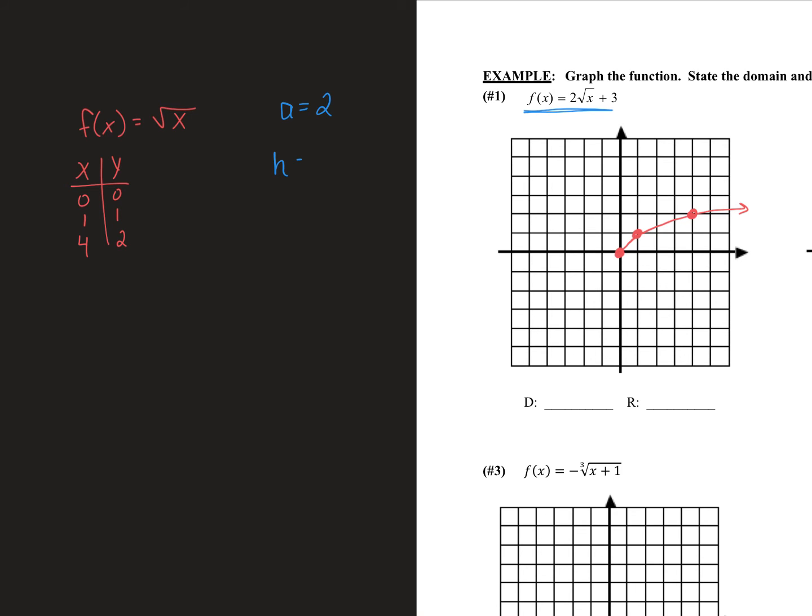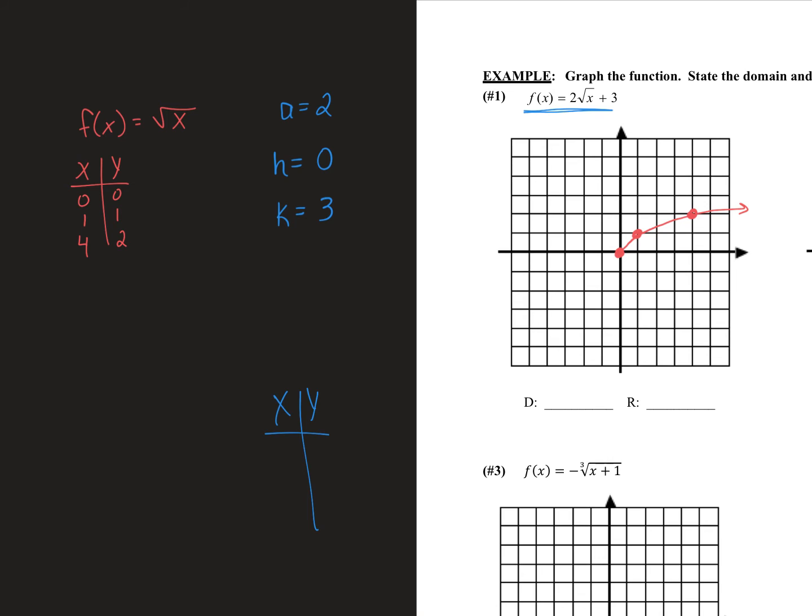H is the number we're subtracting from x. There's no number under that radical with x, so in this one, h is 0, and k is the number we're adding at the end. So we're adding 3. Now we're going to use the xy table of our parent function and these values for a, h, and k to generate a new xy table that we can use to graph the function that we want. All right, so I'm going to create a new xy table.